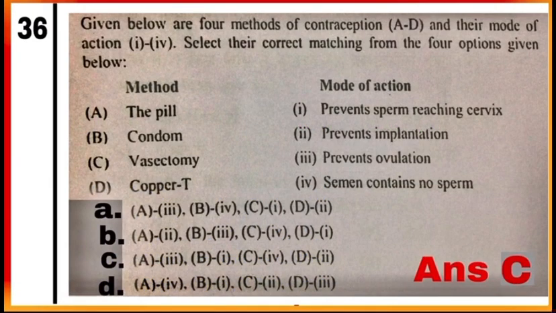Question 36. Given below are 4 methods of contraception A to D and their mode of action 1 to 4. Select their correct matching from the 4 options given below. Correct matching is option C. A. The pill matches with 3, prevents ovulation. B. Condom matches with 1, prevents sperm reaching cervix. C. Vasectomy matches with 4, semen contains no sperm. And D. Copper T matches with 2, prevents implantation. So here mark C as a correct answer.